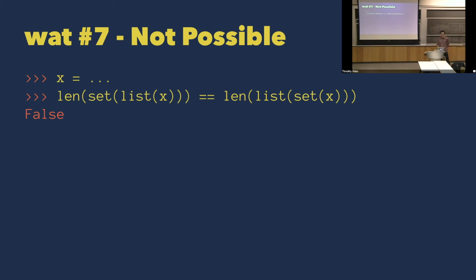Converting a list to a set might reduce the number of elements, right? If you have duplicates in your list, your set might get smaller, because they're all unique. But converting a set to a list will never add elements. So no matter what order we do this in, the length is always going to be the same, guaranteed.